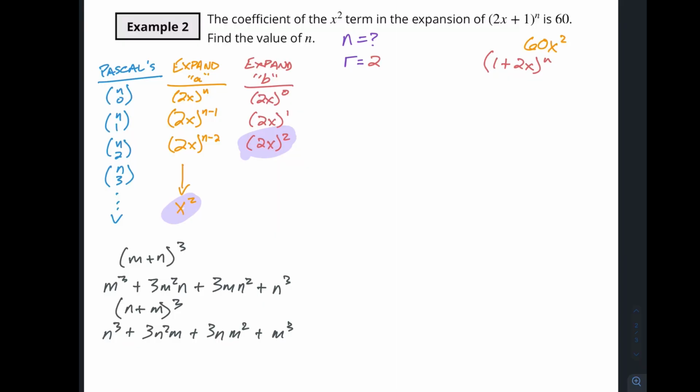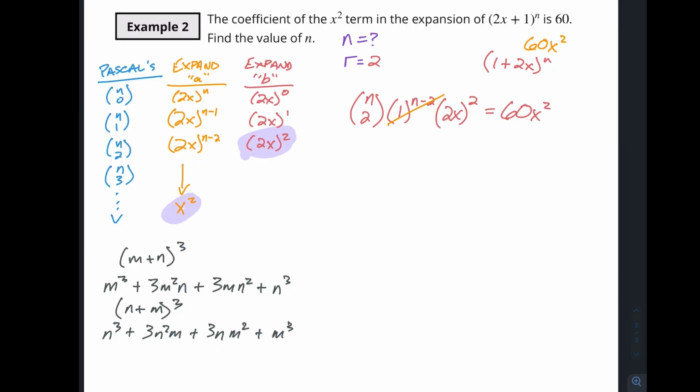Now let's start laying it out using our binomial theorem. We're going to have n choose 2, and then that's going to be multiplied by 1 to the n minus 2 power times 2x to the 2 power, and that whole thing is going to equal 60x squared. 1 to any power is going to be 1, so we don't even need that piece anymore.